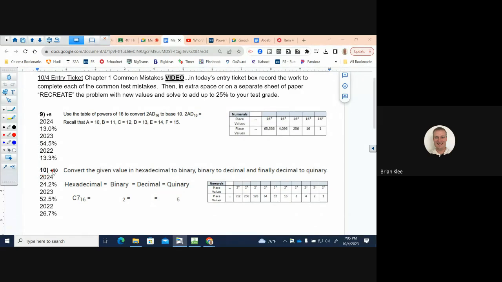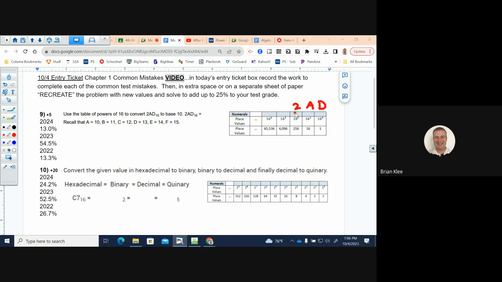So the learning target this unit was working with different number systems and also different bases of number systems. Number 9, that we struggled on a little bit. 13% of us got correct. It asked you to use the table of powers of 16 to convert 2AD hexadecimal, or base 16, to our common base 10, aka decimal. So we've got 2 in the 256 spot, A in the 16 spot, and D in the 1 spot.